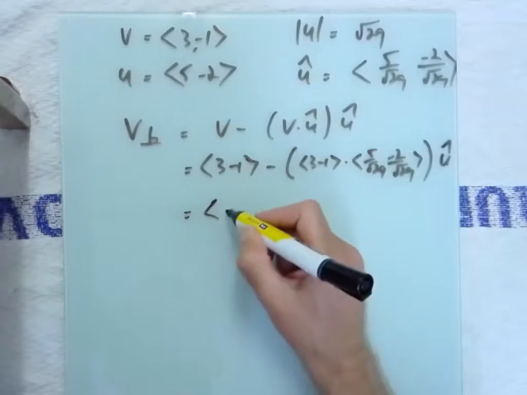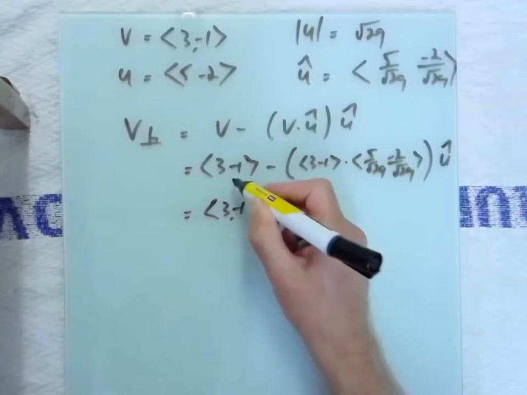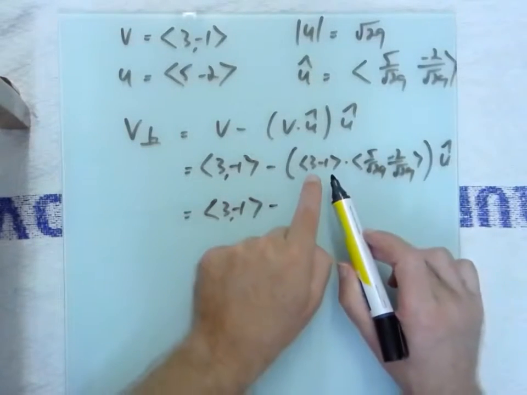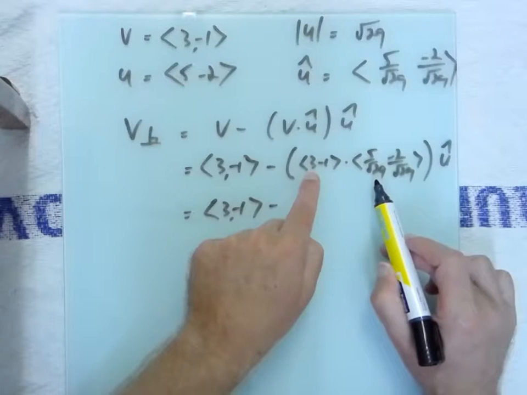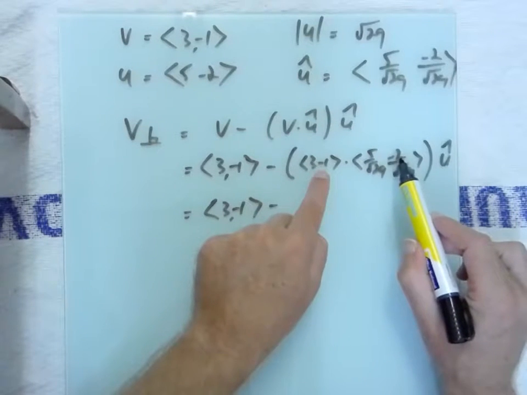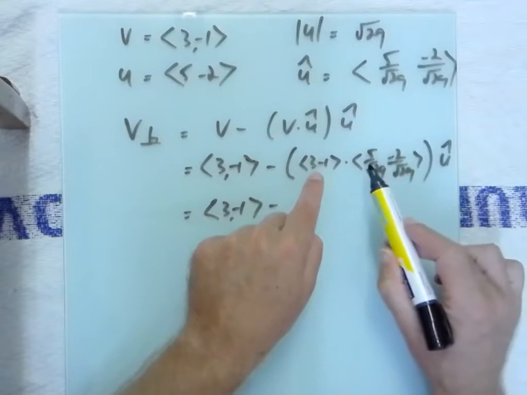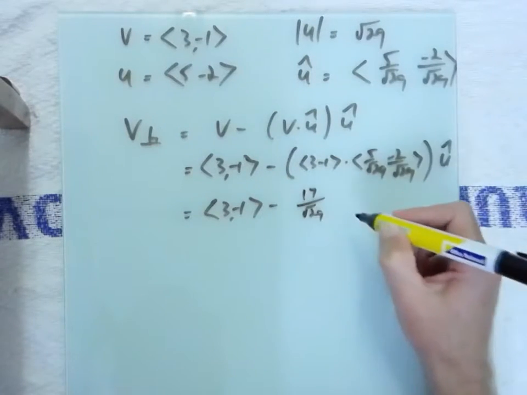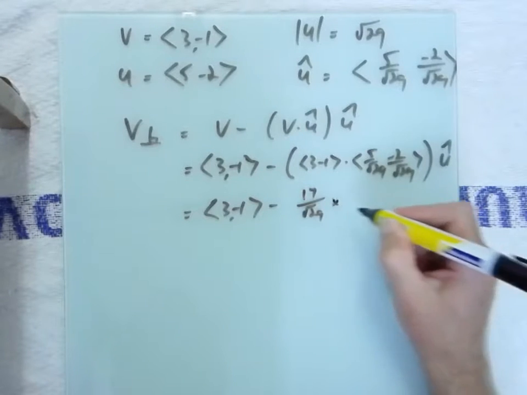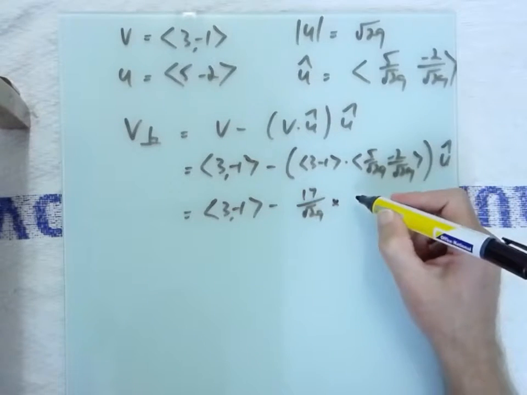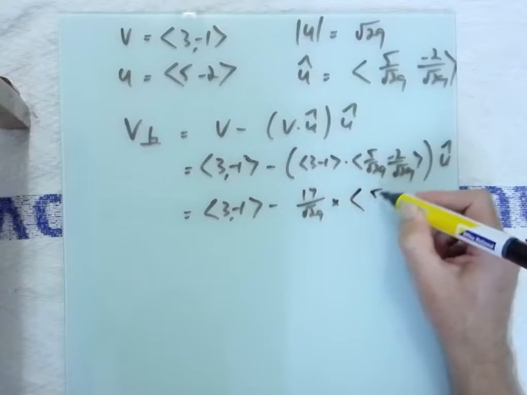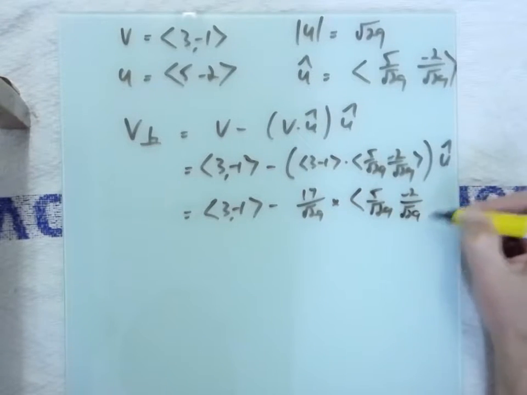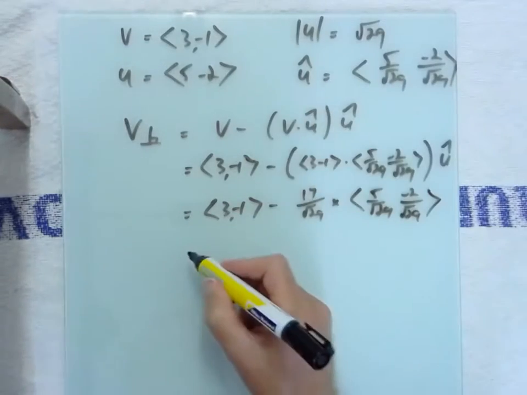Okay, I can put commas in there if you want. When I multiply that, that's going to be 3 5s to 15 on root 29. The minus 1 and the minus 2 will go to positive 2 on root 29. 15 plus 2 is 17 on root 29, which is a scalar, multiplied, not a dot product, of the u hat, 5 on root 29 and minus 2 on root 29.